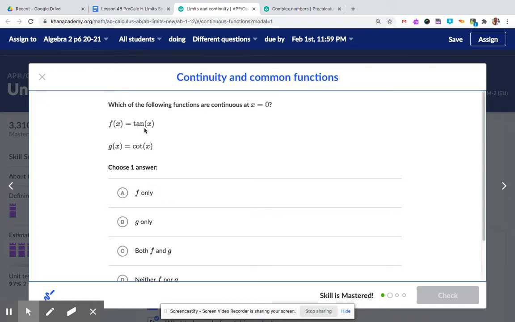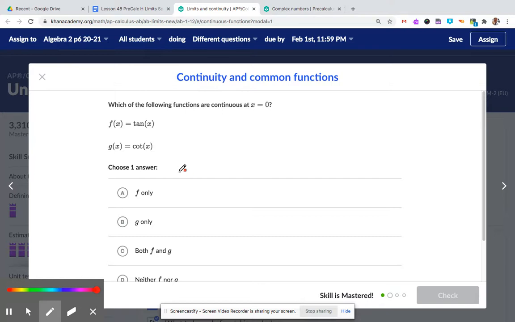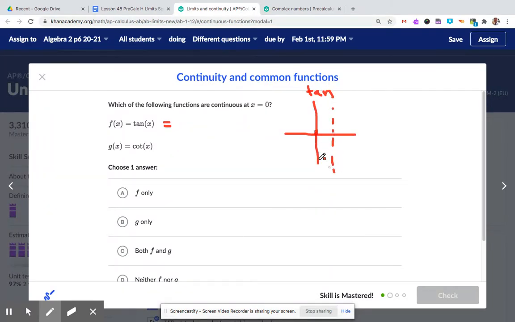Next one, tangent and cotangent. Tangent. All right, so you have to think about it. And cotangent. So what's cotangent? Think about it in terms of what the tangent function looks like. So tangent. And you can always graph them. It's not too bad to graph on Desmos if you have that ability.